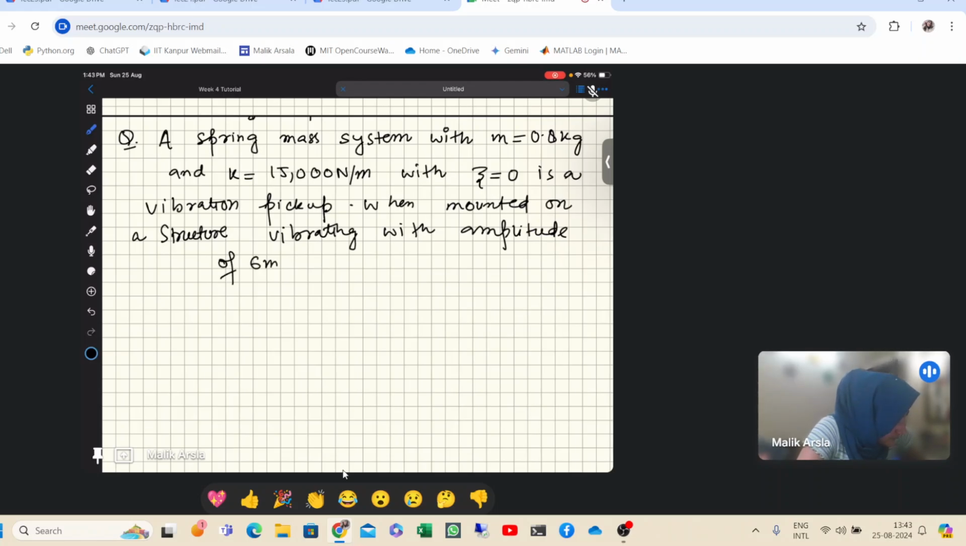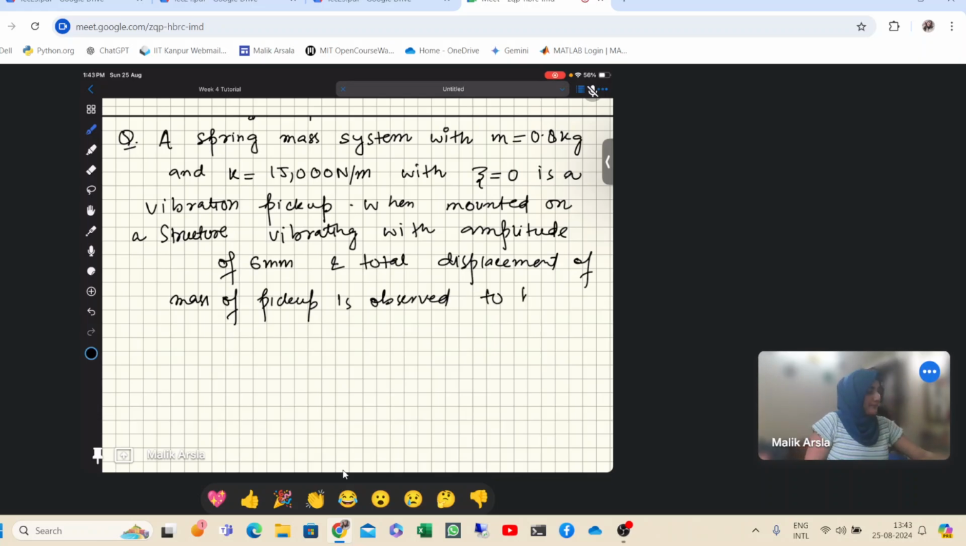Okay, so the vibrating structure has this amplitude, and the total displacement of mass of pickup is observed to be 14 mm. So basically what you see here, if it's mentioned that the total displacement of mass of pickup is given, that means x has been given, it's not z.